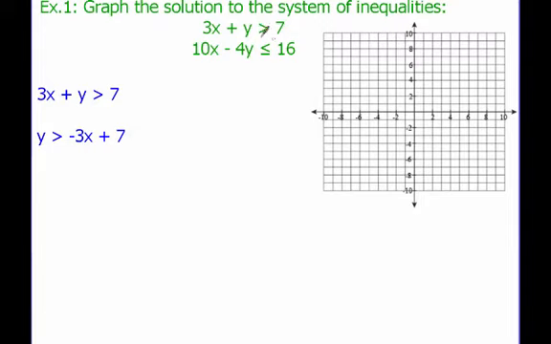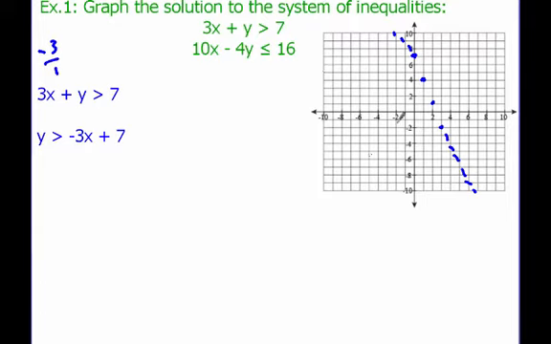All right, if we think back to graphing, I know my y-intercept is right here at 7, and my slope is negative 3, which is the same idea as negative 3 over 1, which means I'm going to go down 3, over 1, down 3, over 1, and so on. You can see that I'm making a dashed line because this inequality does not have any sort of equal to sign on it. All right, so there we go.